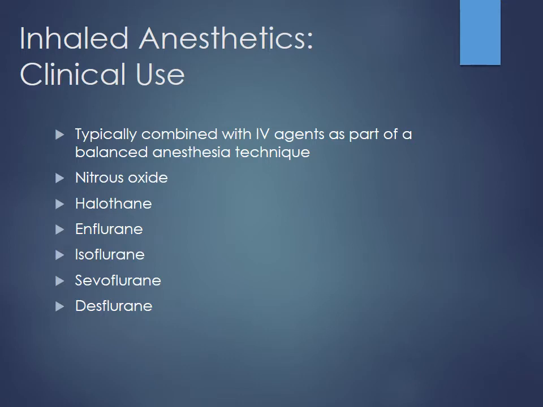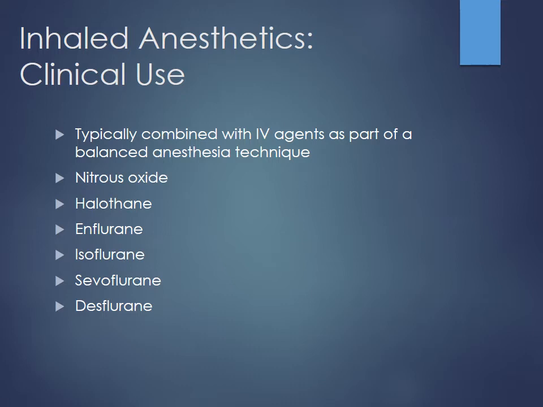So some of the agents that we're going to be using most frequently as far as inhaled anesthetics go, and again, these are used in combination with IV in order to perform that balanced anesthesia. Nitrous oxide is going to be a good one for usually procedural sedations when you don't really need a deep state of anesthesia. This is going to be good for things like laceration repairs, or if you're doing reductions, potentially as an early kind of therapy there.